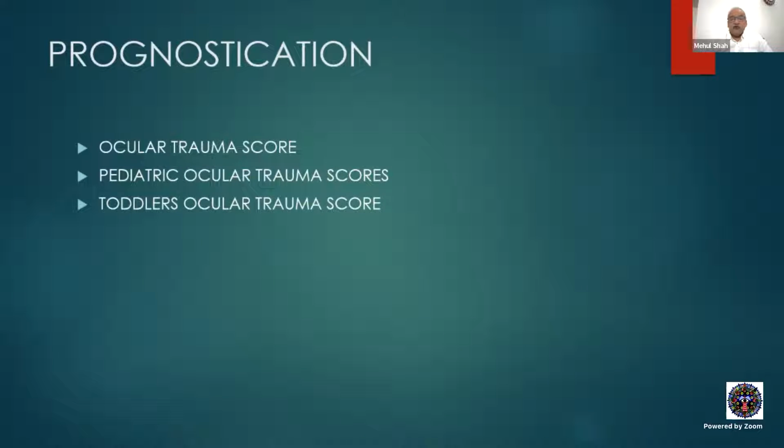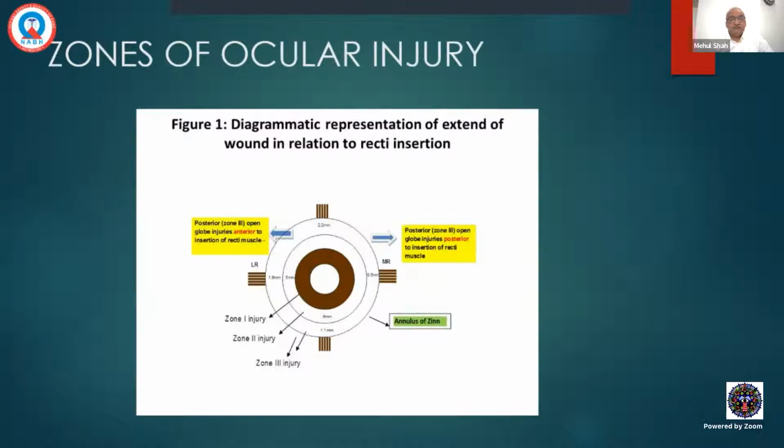He also discussed the prognostication with the ocular trauma score and the pediatric ocular trauma score. But with the current introduction of the toddler ocular trauma score, for children under 6, which is very different and was recently published in IJO, everybody has to understand that. The toddler ocular trauma score is for children aged 0 to 6 to prognosticate the outcome of the ocular trauma.